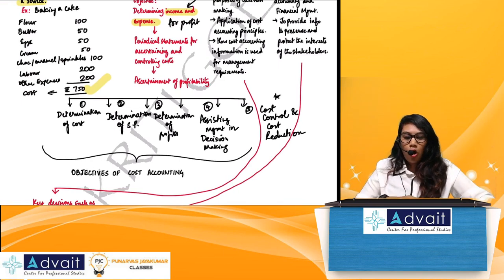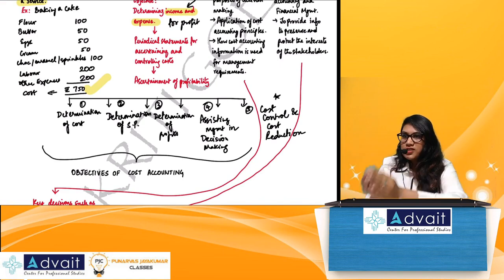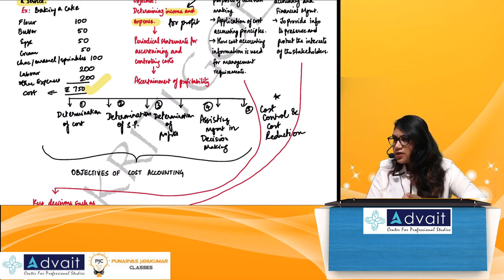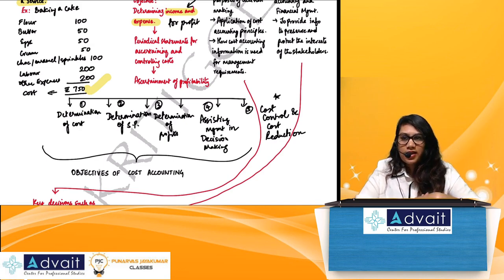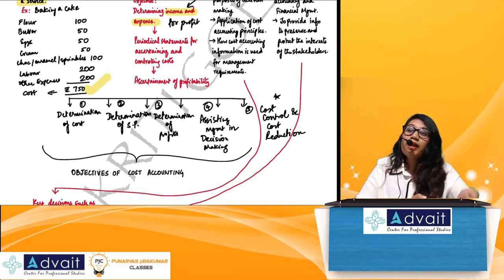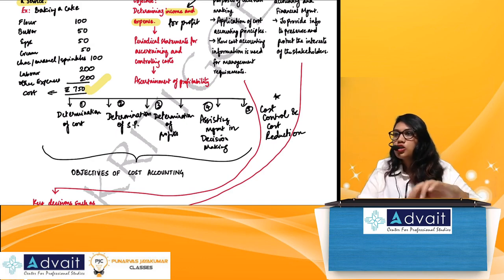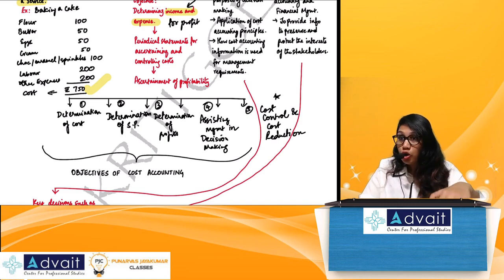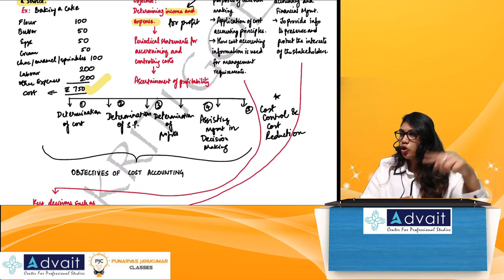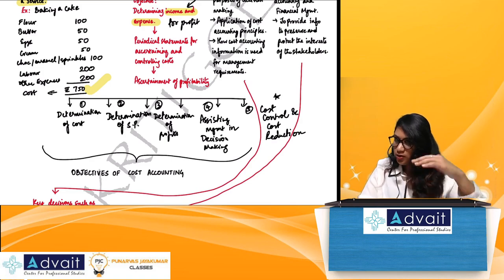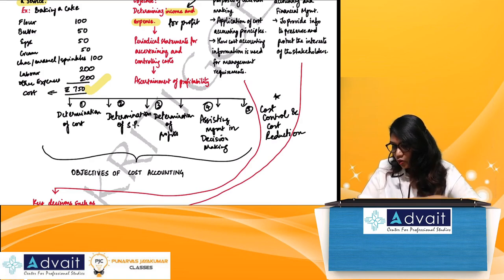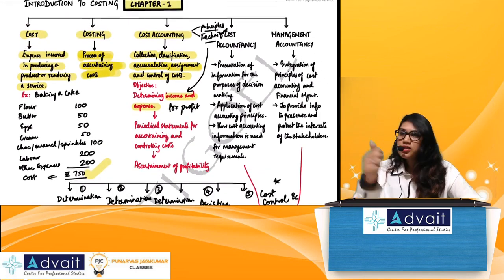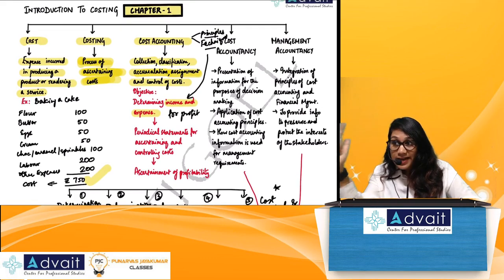We are doing all that accounting to first arrive at costs, to get our selling price, to get our profits, and to help management in taking various decisions. And along with that, cost accounting also helps us in cost control and cost reduction. But right now at this stage, we don't know the meaning of cost control or cost reduction. That we will study in a bit. Okay, let's finish this. So cost done, costing done, cost accounting done.